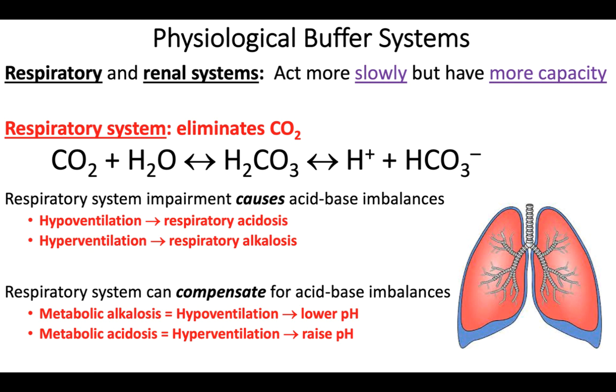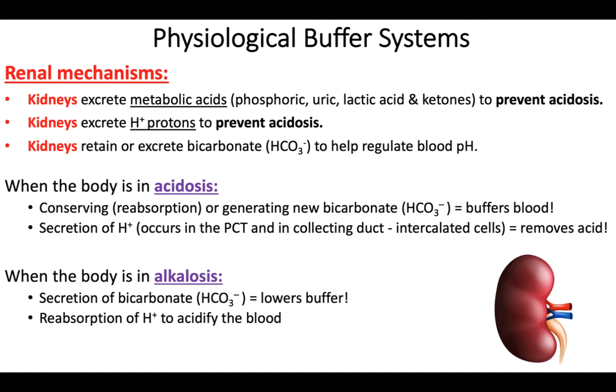it can go up. So we have to make sure we understand the difference between the respiratory system potentially causing acidosis or alkalosis, or using the respiratory system to correct or compensate for a pH imbalance. The next physiological buffer system is your kidneys. And we just finished talking about kidneys. So remember, kidneys can excrete acids to prevent acidosis. They can excrete the protons to prevent acidosis. And they can retain bicarbonate to help buffer the acid.